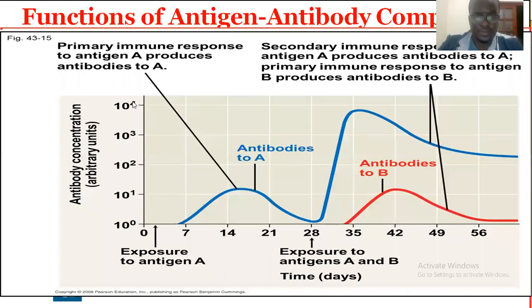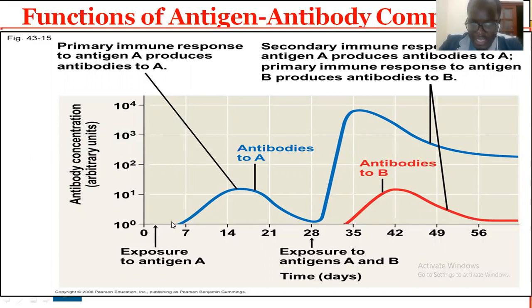Then you can see here, this diagram is showing you the primary immune response to antigen A that produces antibodies to A. So you can see that you have the antigen A that leads to activation of these lymphocytes, the B lymphocytes and T lymphocytes. The B lymphocytes will be activated. They'll start producing antibody A against the specific antigen A. So you have exposure here to the antigen A.